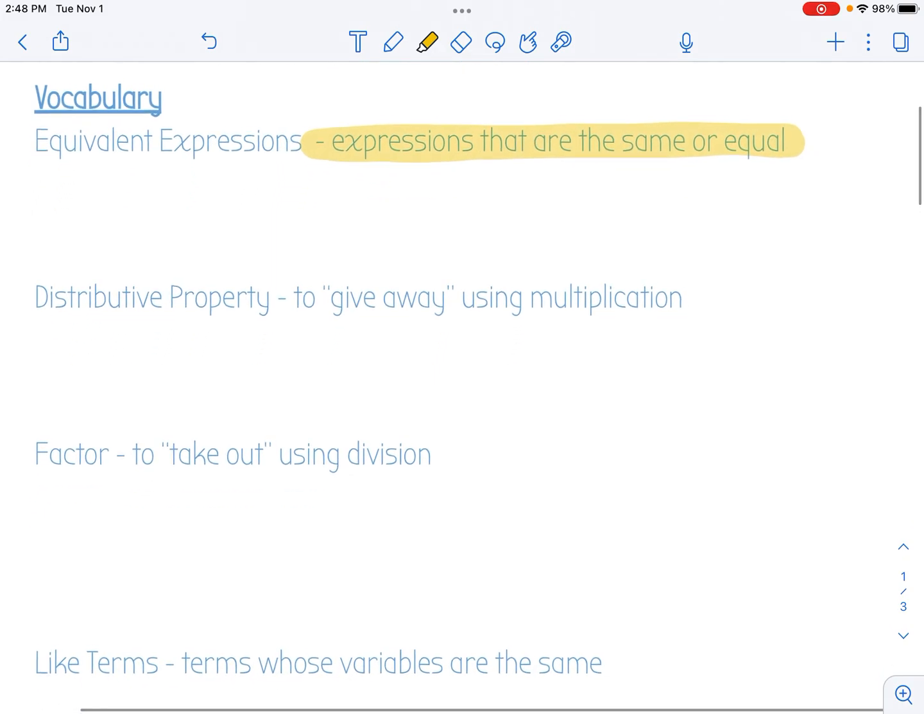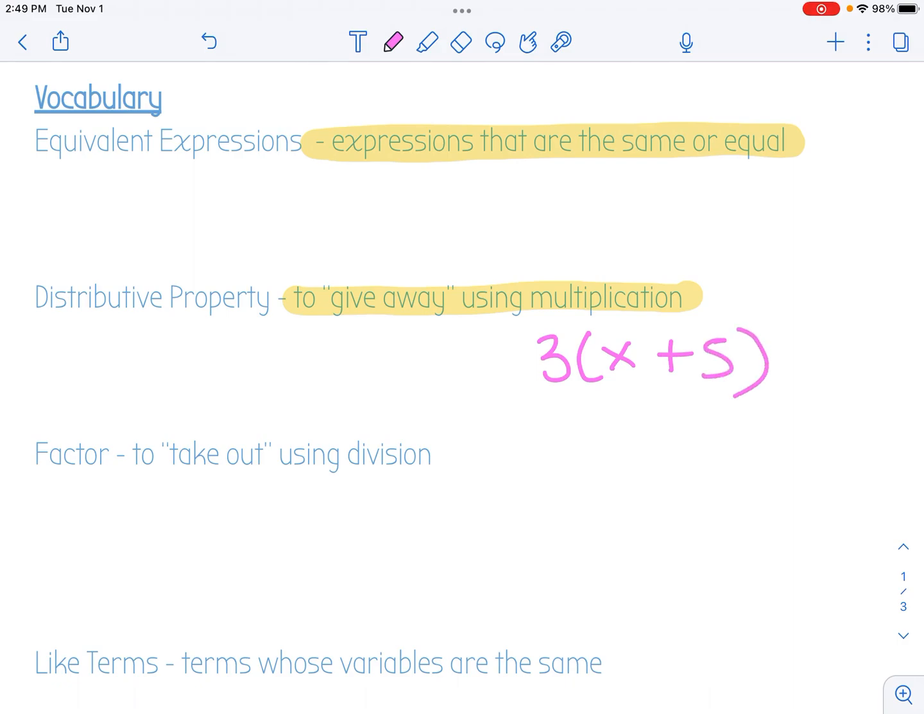The other key terms that we need to know would be distributive property. This means to give away using multiplication. So for example, if we have 3 and x plus 5, we're going to give away that 3 to everything on the inside of the parentheses using multiplication.